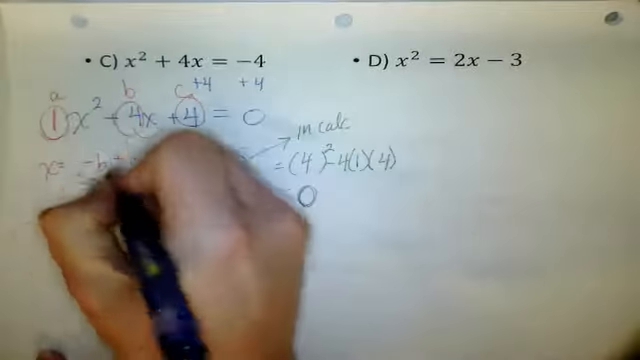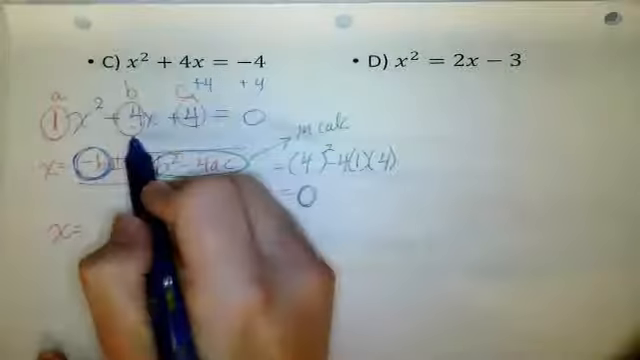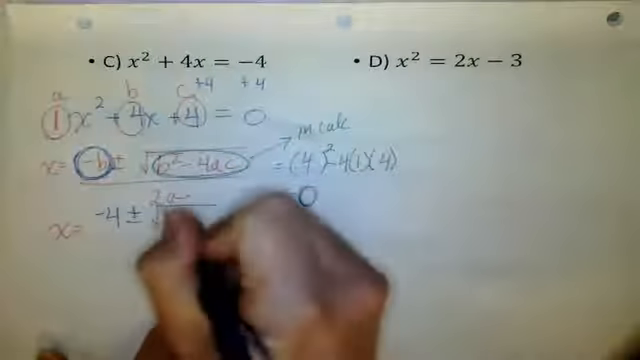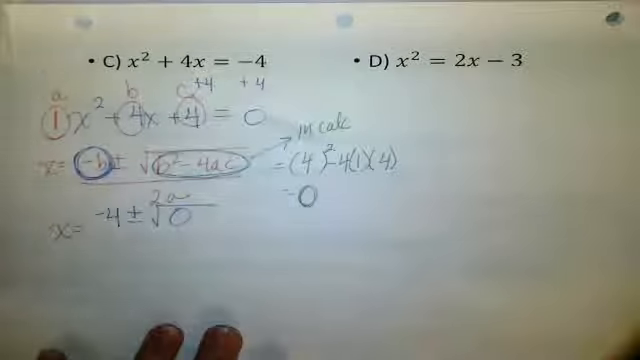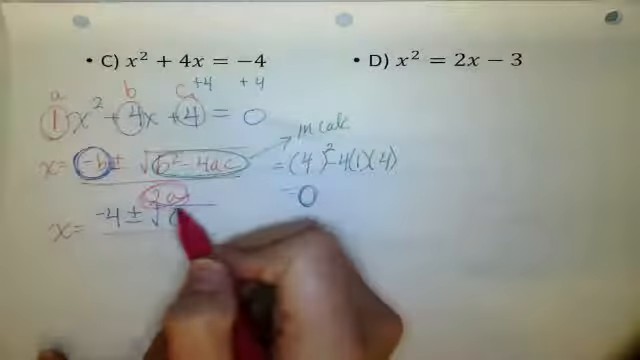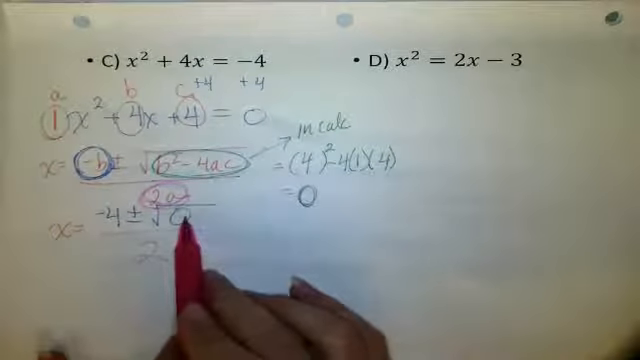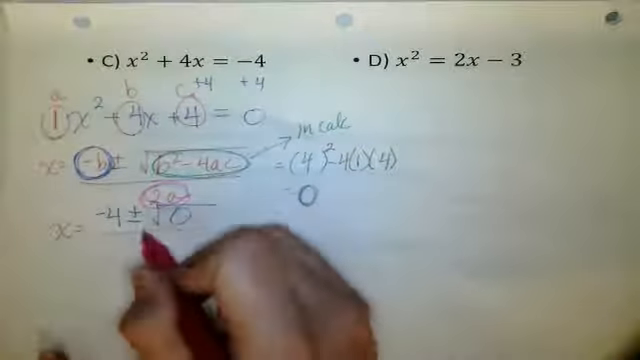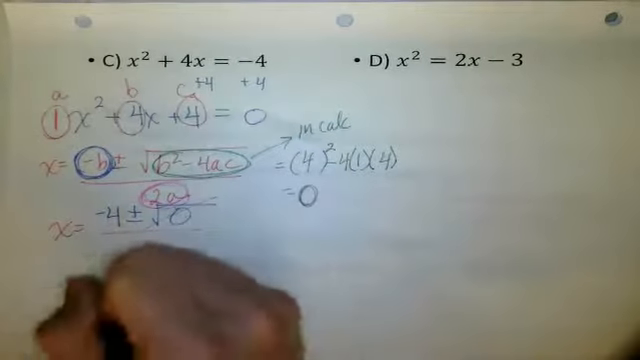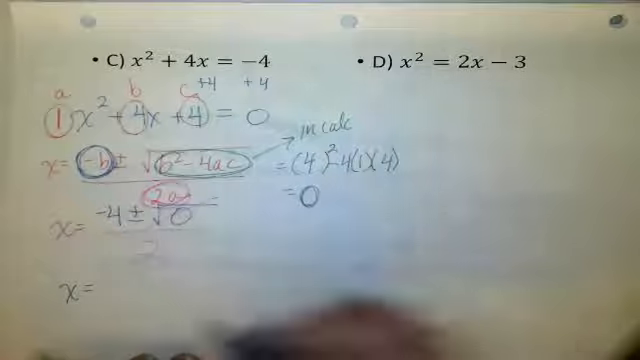What is the opposite of my b value? -4. Right now it's +4. The opposite would be -4. Plus or minus the square root of 0. All divided by 2 times a. What's 2 times a? Just 2. 2 times 1 is 2. What is the square root of 0? Yeah, 0, which means I don't care about it. It's just 0, which is really nice. That whole plus or minus thing disappears because it's 0.